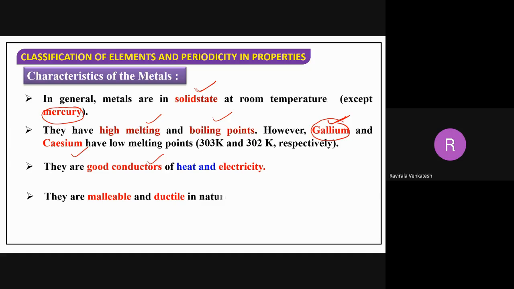They are very good conductors. They conduct electricity. They are malleable and ductile. Malleability means what? Beating into sheets. Ductility means drawing into wires. Copper is a very good wire we use for conducting current. Malleability means aluminum. Generally we use aluminum sheets. So beating into sheets is malleability, like aluminum, and drawing into wires is ductility, like copper. Even gold also.